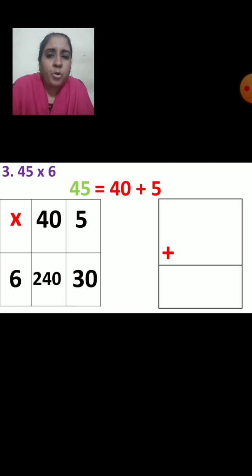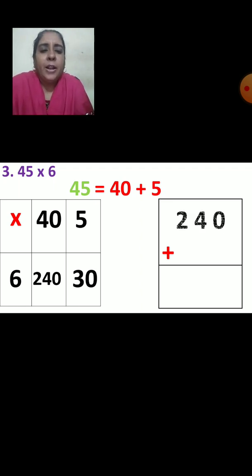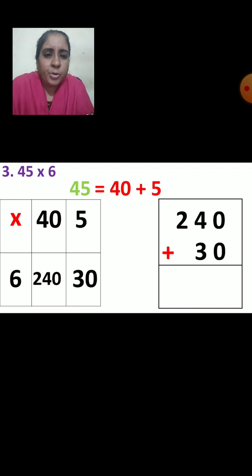What you are going to do? You are going to take these two numbers in the next column and you are going to add it. Right? So you will write 240 plus 30. Very good. After writing, now you are going to add the numbers. 0 plus 0, 0. 4 plus 3, 7. And you will bring that 2 down. Okay. So, what answer you got?